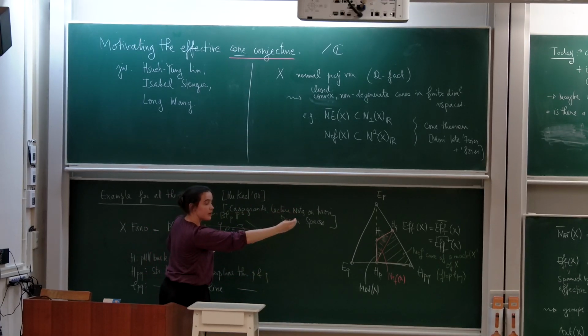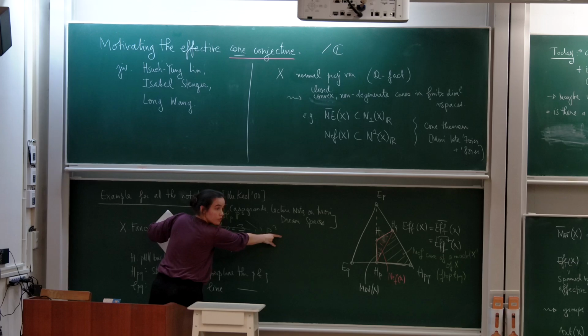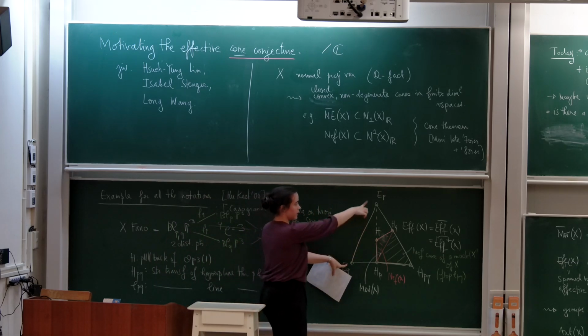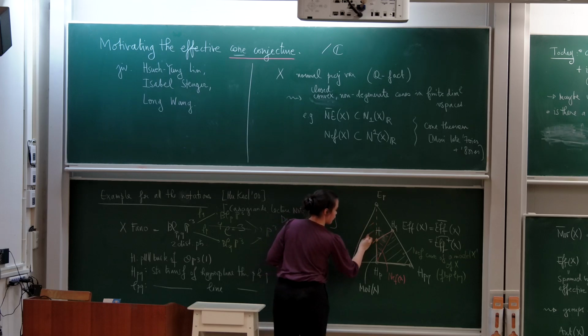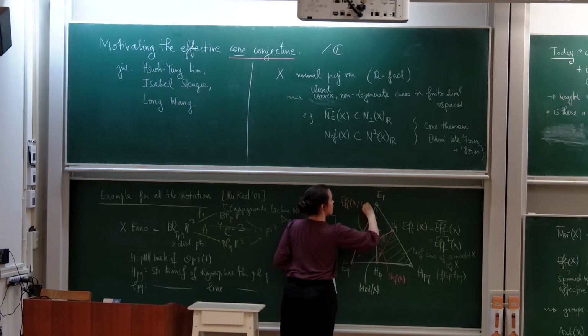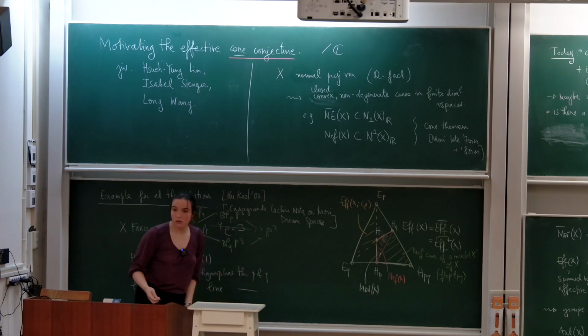What's the chamber for it? Well, you pull back the nef guys here, so you get your H. And then you add the exceptional divisors, which are here and there. So you get this chamber, right? So this is going to be the chamber back up on X for this contraction all the way to P3.